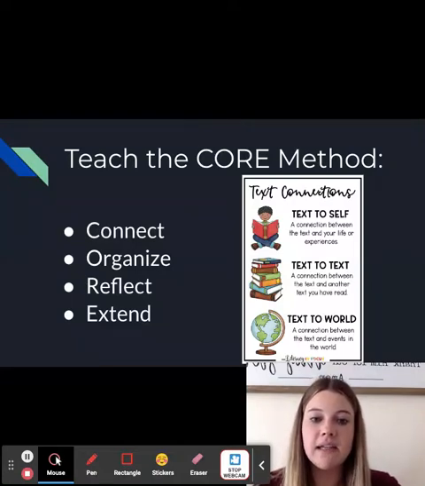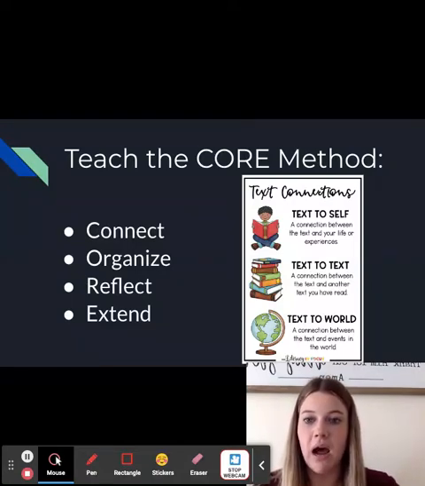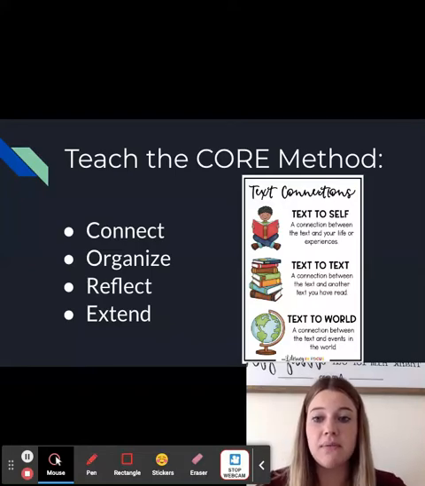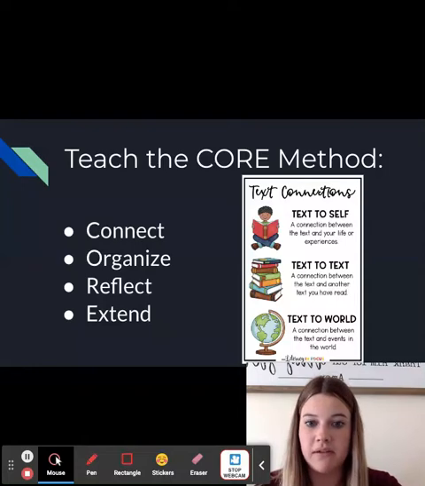And then the extend is where students can extend the learning to new topics. So again, if the students are reading about cells, then maybe our extension is that the students have to build a model cell. I know when I was in science, that's something that we had to do, and it really helped us to learn, again, that cell model and the importance of cells.